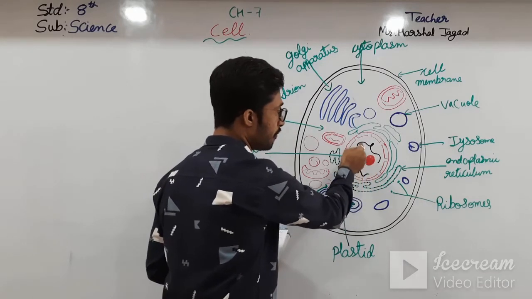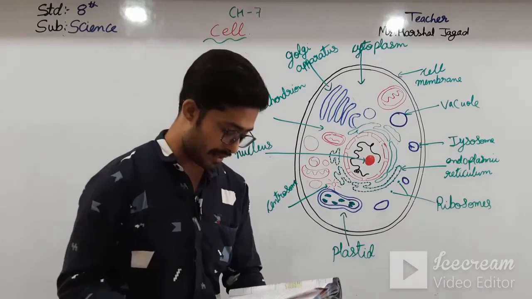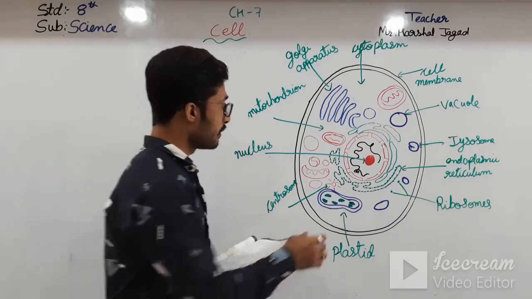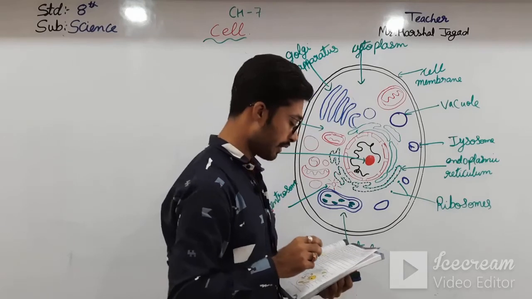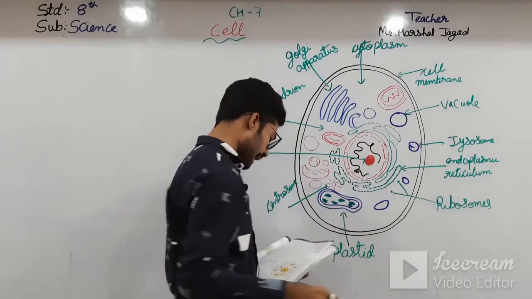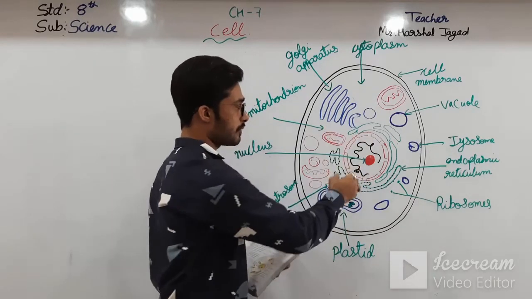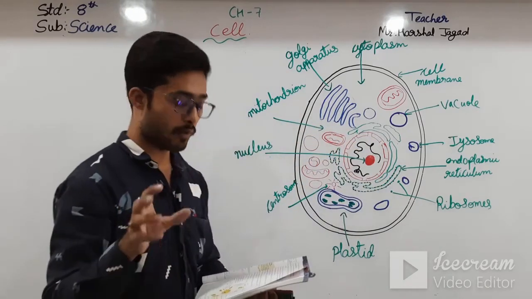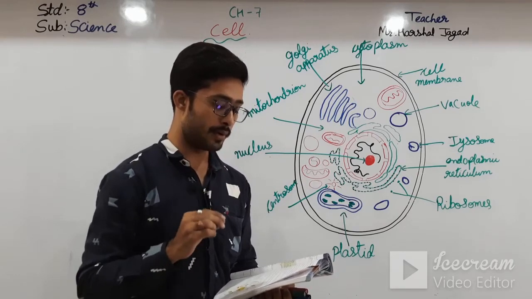See here, you can see the black line over here. This is not the nucleoplasm. This black line is the chromosomes, and the white part, where there is no color, is the jelly type structure or semi-solid called the nucleoplasm.